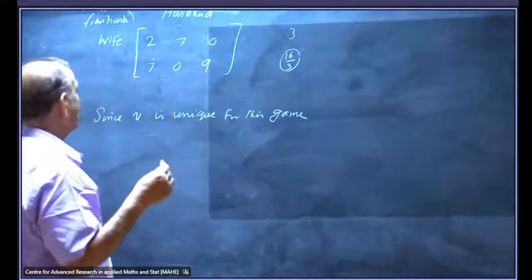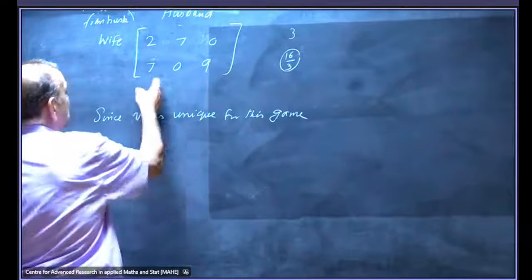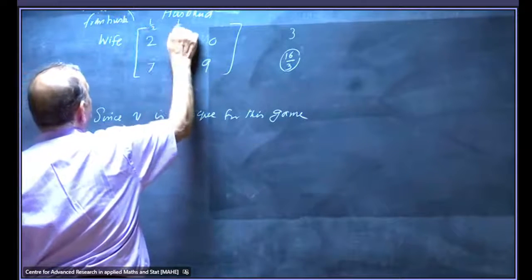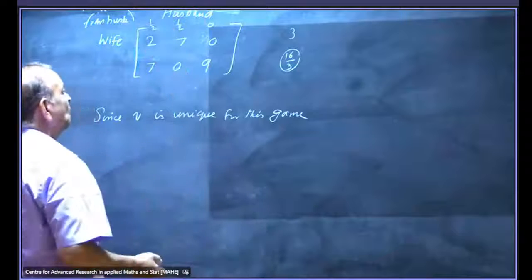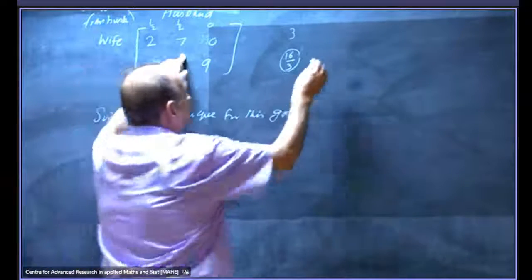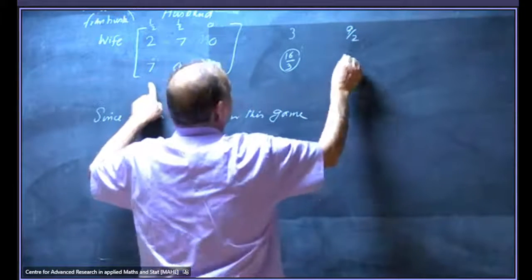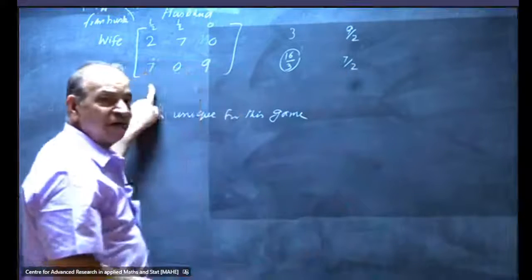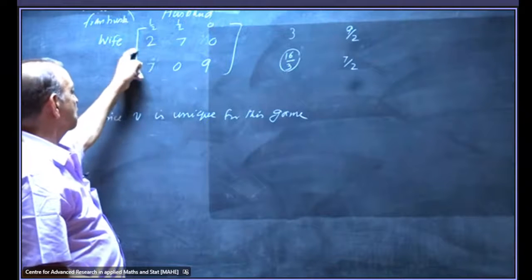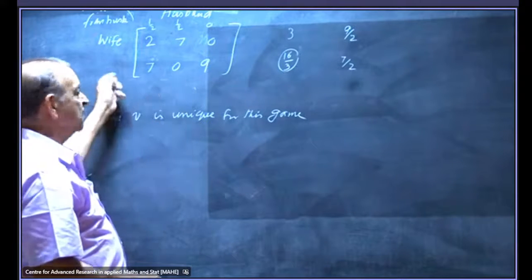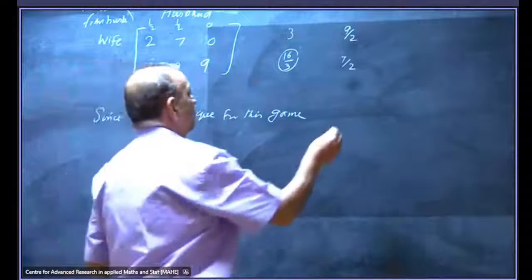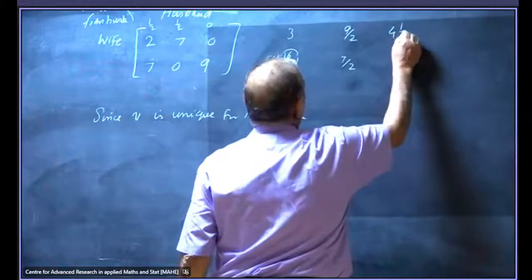Suppose the husband chooses only the first two and never this one. So the husband tosses a coin. If it is head, he chooses this. If it is tail, he chooses this. He doesn't choose the last. So how much can the wife expect? Either 9 over 2 or 7 over 2. Do you agree? The average income for the wife will be either 9 over 2 in case she chooses this, 7 over 2 in case she chooses this one. So certainly it is no more than 9 over 2, 4.5.